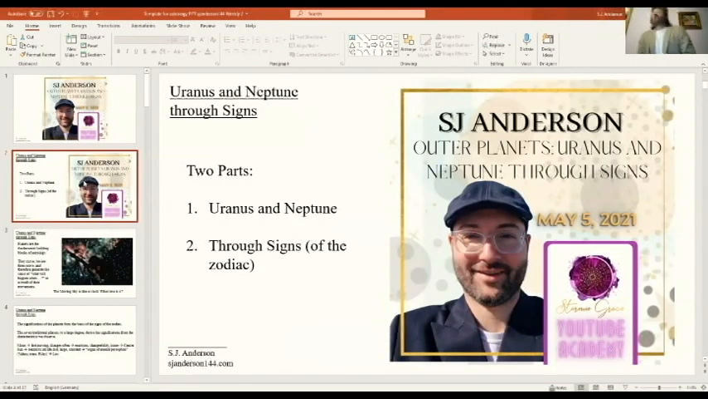So the first thing I want to say is there's going to be two parts to this talk. The first part will be Uranus and Neptune. What are they? How do we understand them? How do we begin to grapple with their significations and their meaning for our lives and for our charts and for our astrological work? And then the second part is going to be Uranus and Neptune through the signs of the zodiac. So it's kind of two separate issues that I want to cover here.